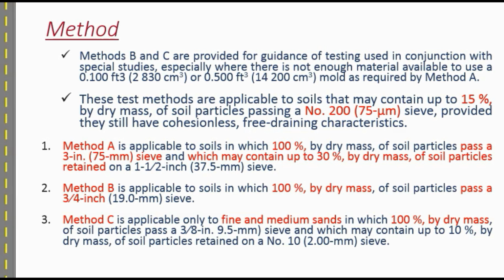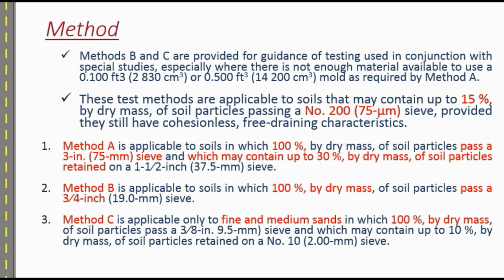Methods B and C are provided for guidance of tests used in conjunction with special studies, especially where there is not enough material available to use a 0.100 feet cube or 0.50 feet cube mold as required by method A. These methods are applicable to soil that may contain up to 15% by dry mass of soil particles passing number 200 sieve, provided that they have cohesionless and free draining characteristics.